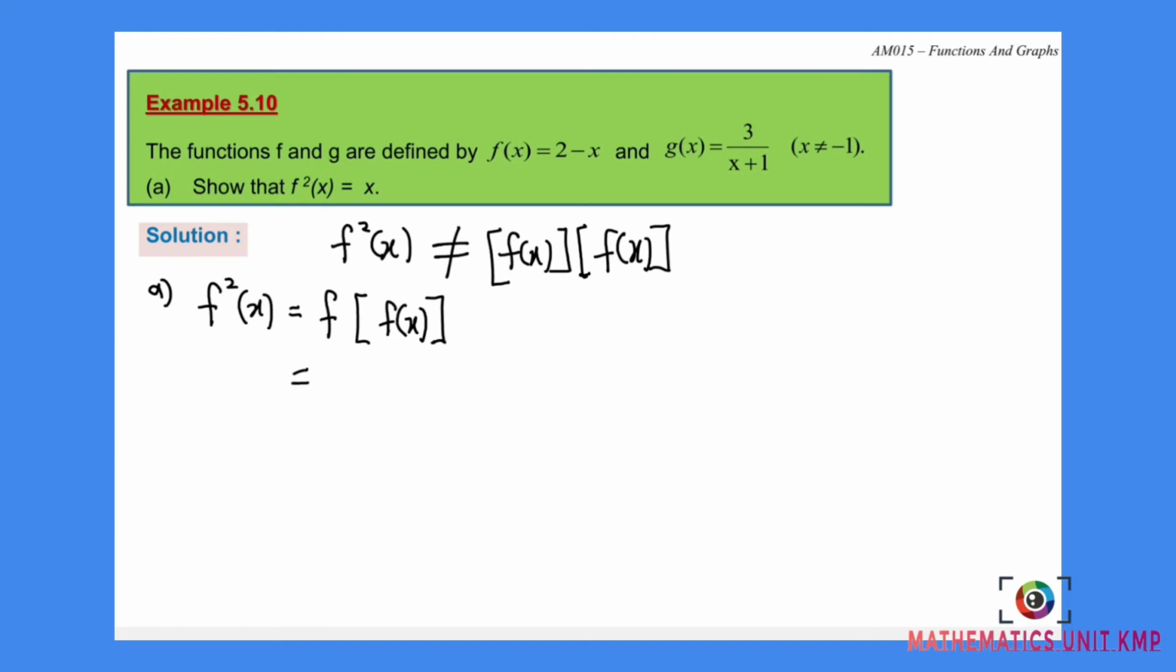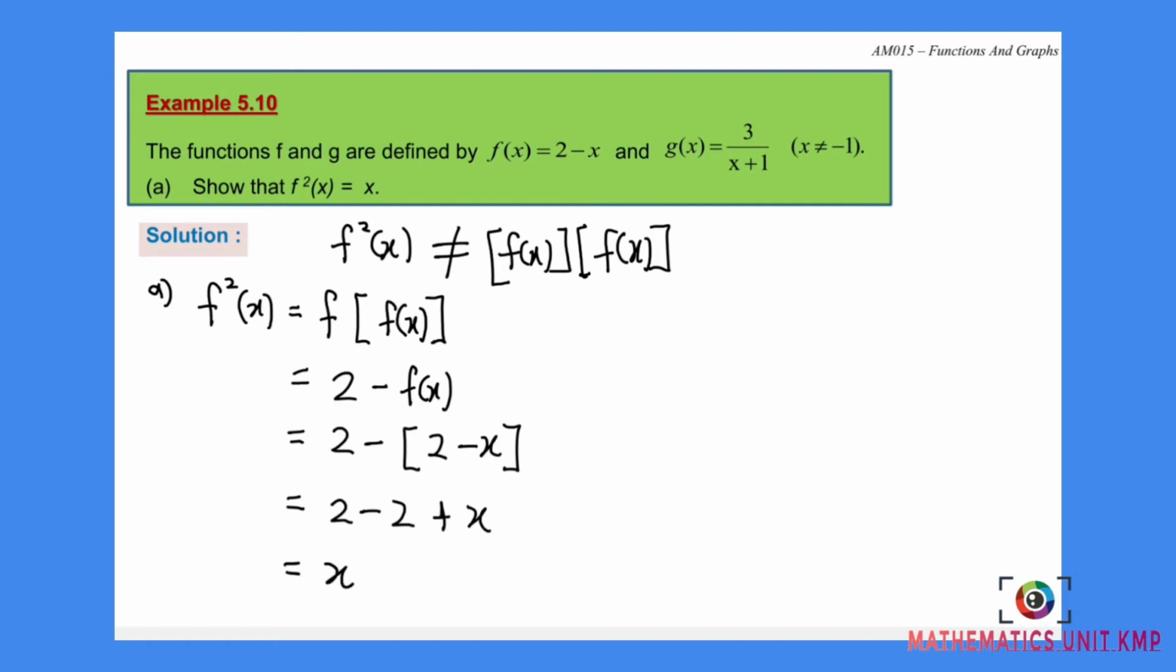So, kita tengok f(x) is 2 minus x. So, dia jadi 2 minus f(x). Understand? And then, what is f(x)? f(x) is 2 minus x. Dan dia akan menjadi 2 minus 2 plus x. Dapatlah x. Then, shown, seperti yang soalan require. Understand?